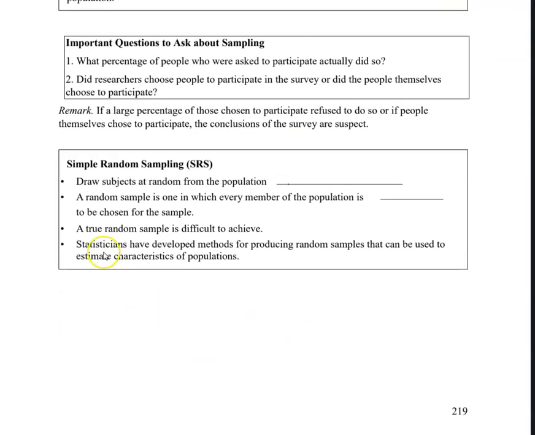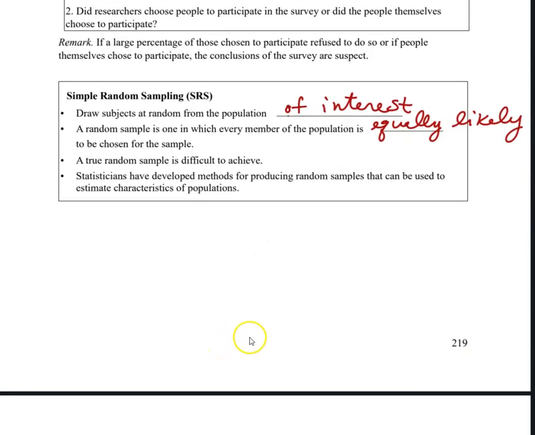And then if at all possible, we want to try to use what's called a simple random sample, or an SRS. So that means we draw subjects at random from the population of interest. It's a random sample. And so that means that every member of the population is equally likely to be chosen. And that's really our goal. If we can get a random sample, that's sort of the best case scenario. It's hard to do that, but a lot of times statisticians have some different methods for sampling that will help them get as close to a simple random sample as possible.